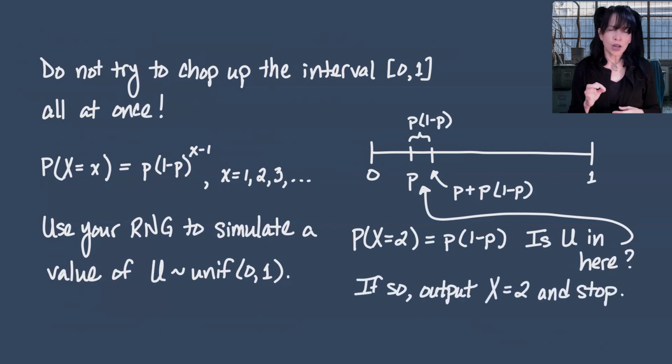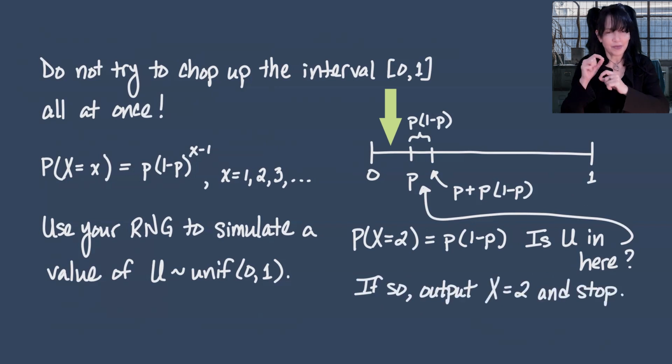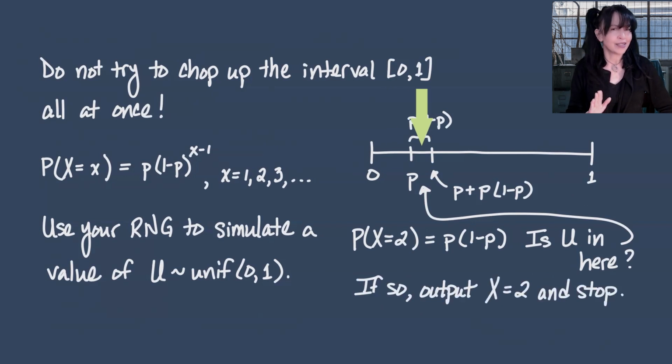By the way, if you want to know whether or not your value u fell between p and p plus p times (1 minus p), presumably it did not fall between 0 and p if you are incrementing the little parts of your interval in this way. So once you have ruled out that you cannot output x equals 1, then your uniform was definitely not between 0 and p. So when checking that it's between p and p plus p times (1 minus p), you really just need to check that it's less than or equal to p plus p times (1 minus p), because you already know it's not down here.